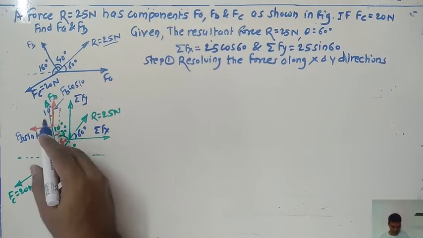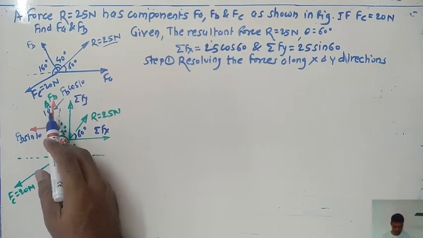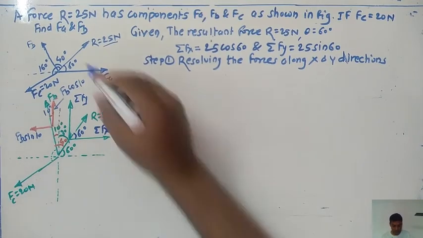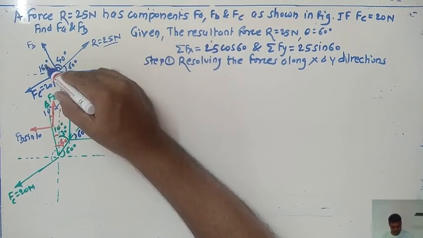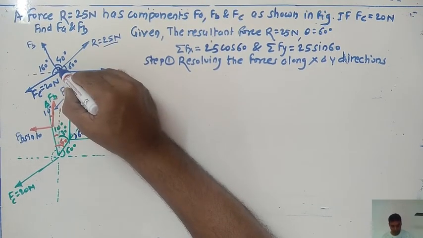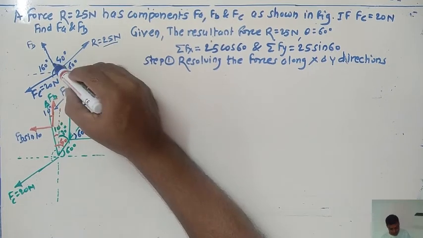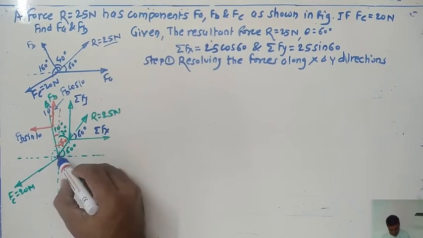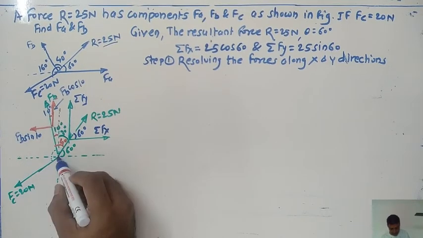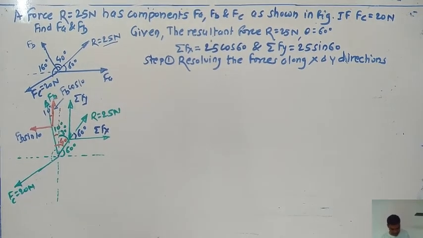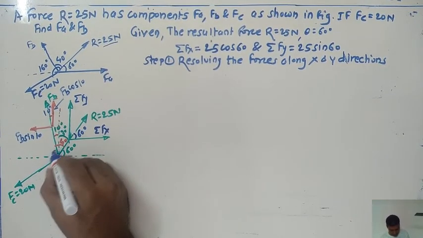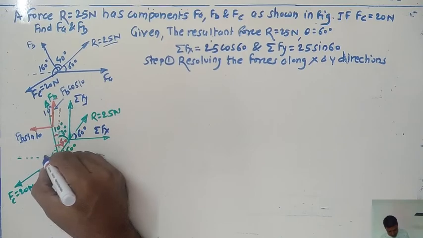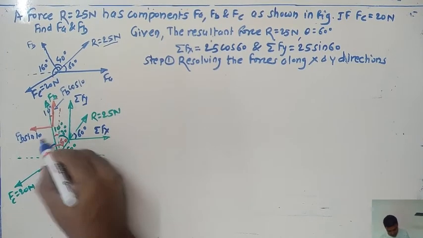I hope this resolution of this particular component is clear to you. Apart from this, the angle between force FC and the resultant R is given as 160 degrees, from this spot up to here. So what is the angle made by this force with either the x-axis or the y-axis? Here this one is 10 degrees, and the total angle is 160 degrees. First, since this is 10 degrees, this angle is 80 degrees.